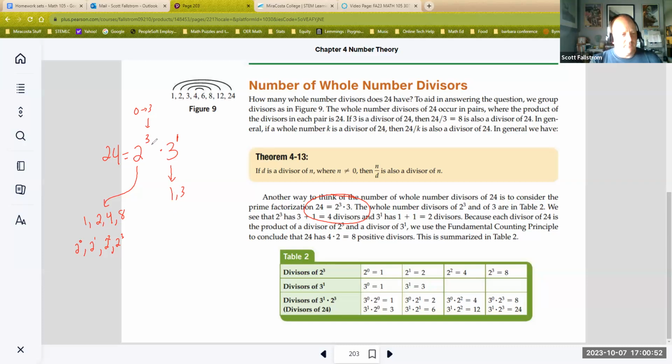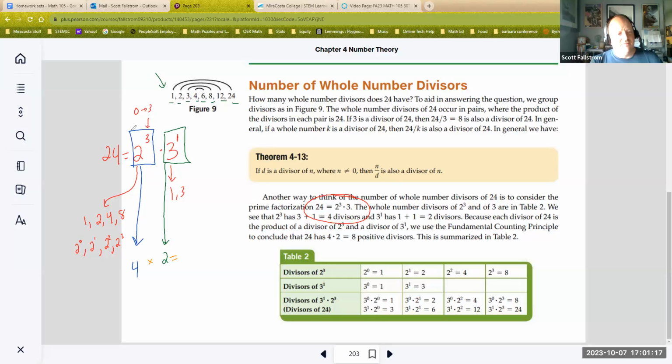Why is this important? 2 cubed has 4 factors. 3 to the first power has 2 factors. And if you went up here and looked in the chart, you'd actually see there's 1, 2, 3, 4, 5, 6, 7, 8 factors total. Not a coincidence.